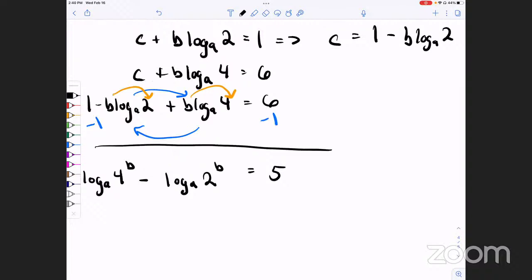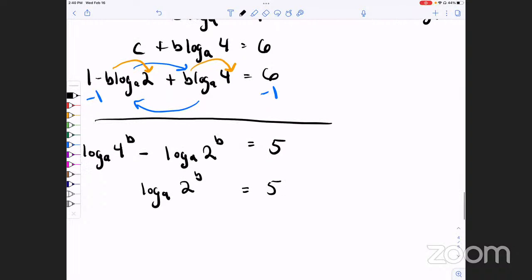Okay. So then the difference of the logs is the log of the quotient. So then on the left, we're going to have log base a of 2 to the power of b equals 5. And then we're going to rewrite this log as an exponential by swinging the base of the log, and it's going to become the base of the exponent. And this is going to give us 2 to the power of b equals a to the power of 5.